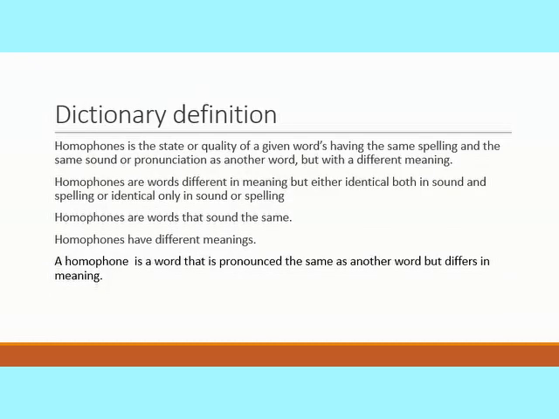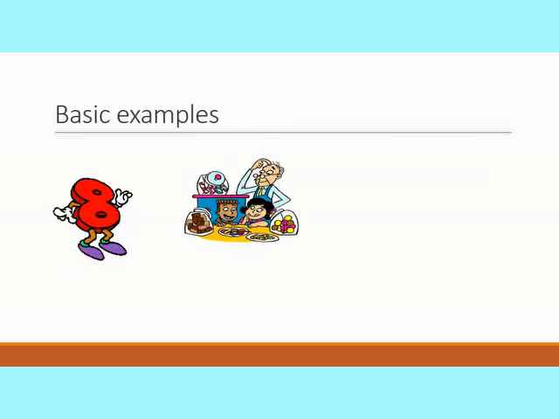Dictionary definition. Homophone is the state or quality of a given word having the same sound or pronunciation as another word, but with a different meaning. Homophones are words with different meanings, but either identical both in sound and spelling, or identical only in sound or spelling. Homophones are words that sound the same. Homophones have different meanings. A homophone is a word that is pronounced the same as another word, but differs in meaning. These are all different definitions of homophones, but they mean the same thing.